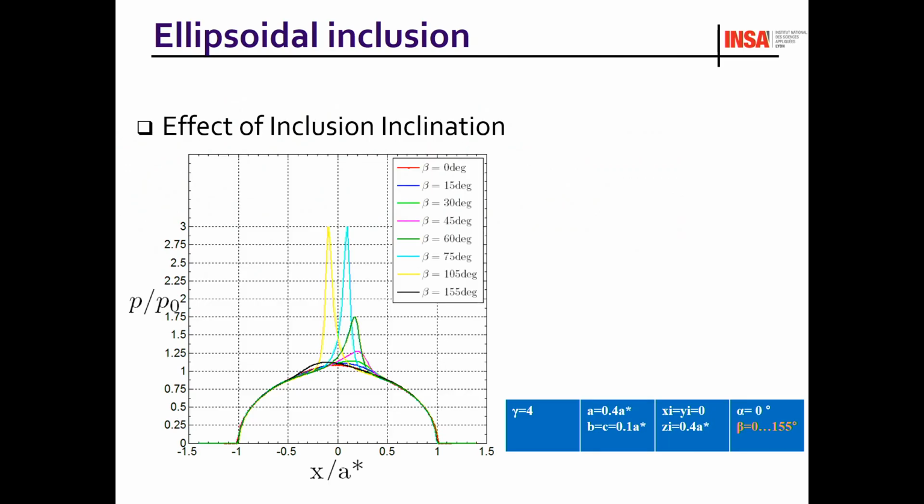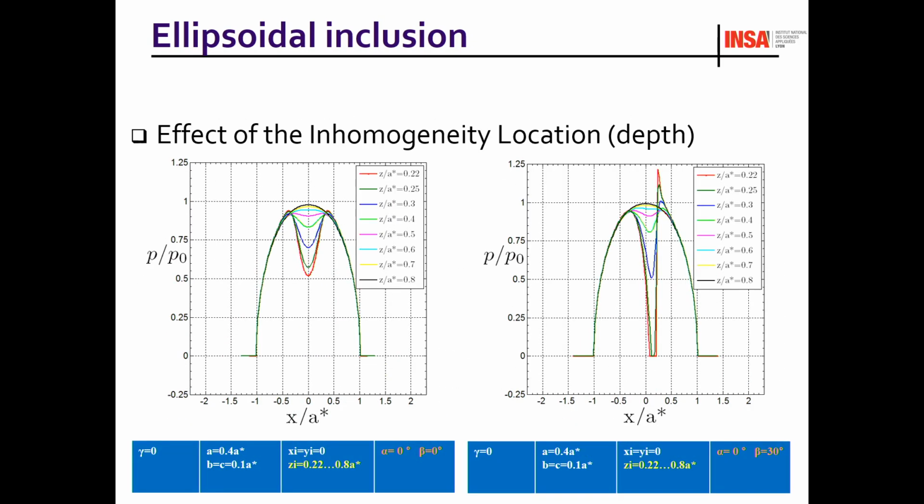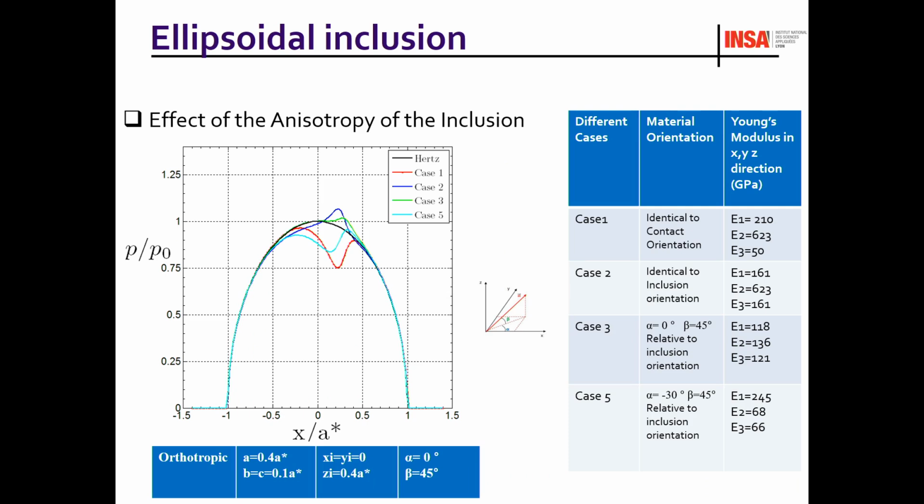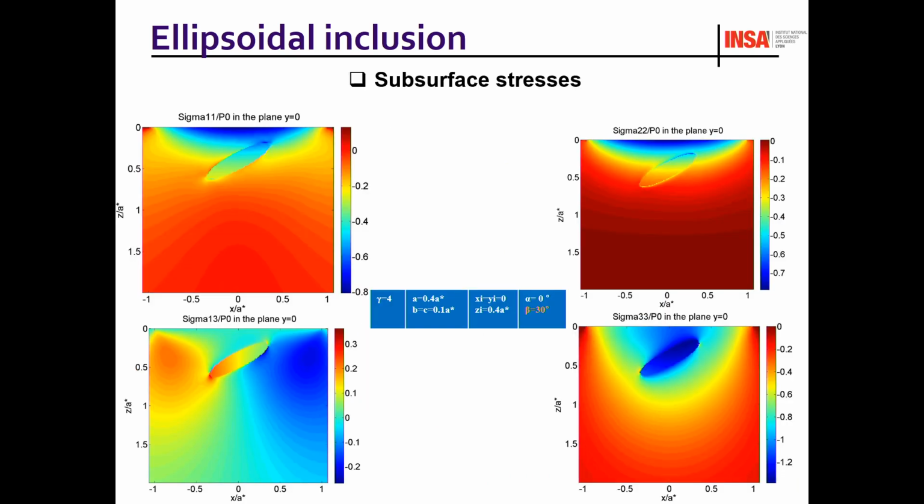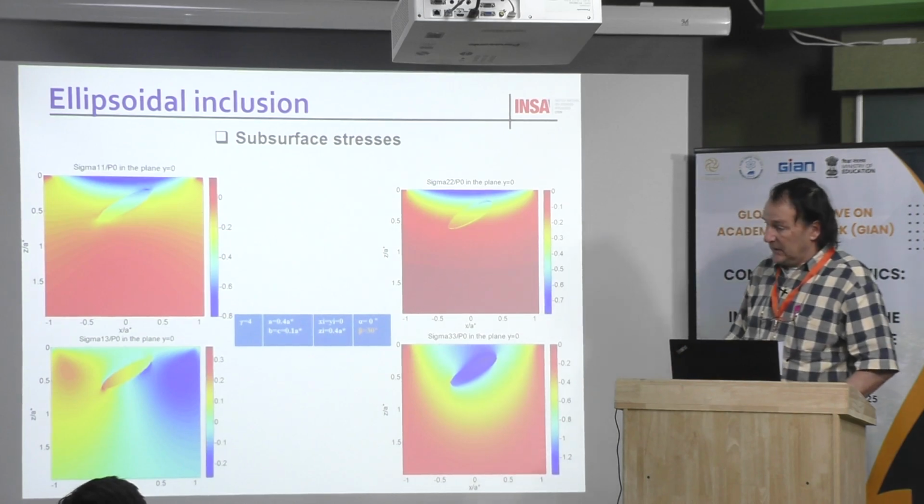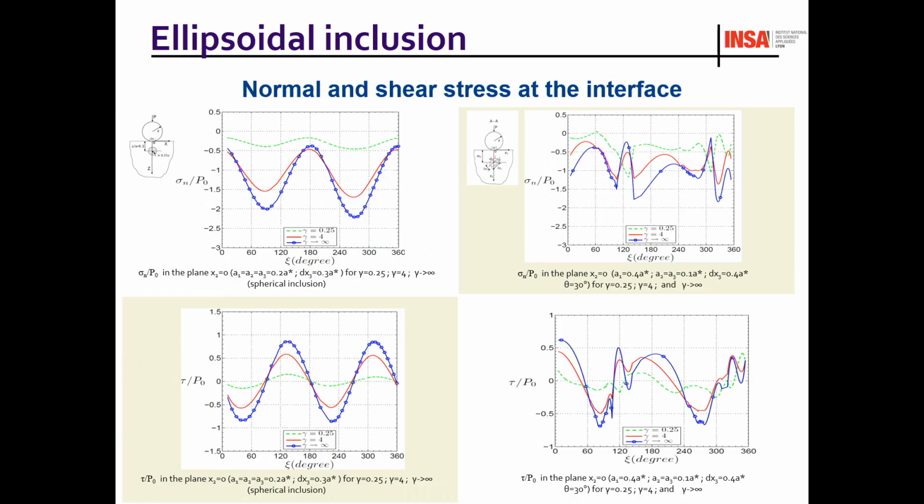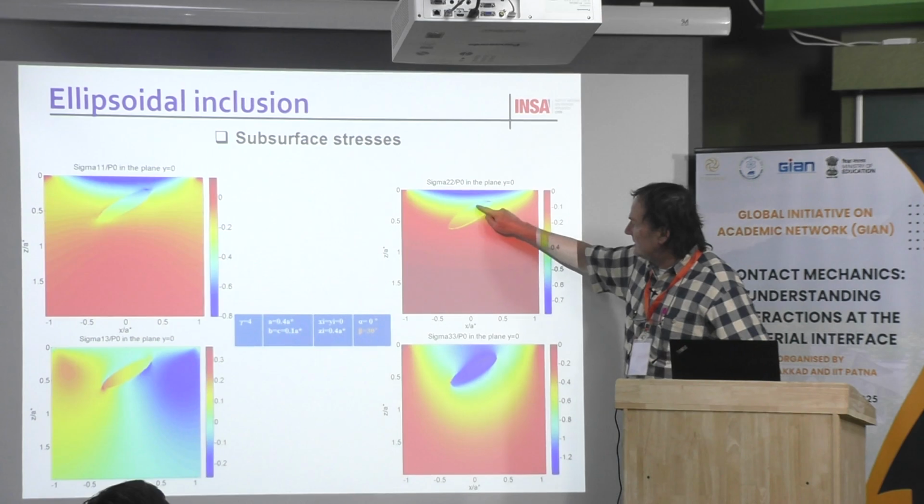This is the same if you rotate the inclusion around the axis which is normal to the plane. Maybe I will skip this one. There are many solutions. Now we can also calculate the stress distribution within the material. Then I would like to have a look at the stress here at the interface.